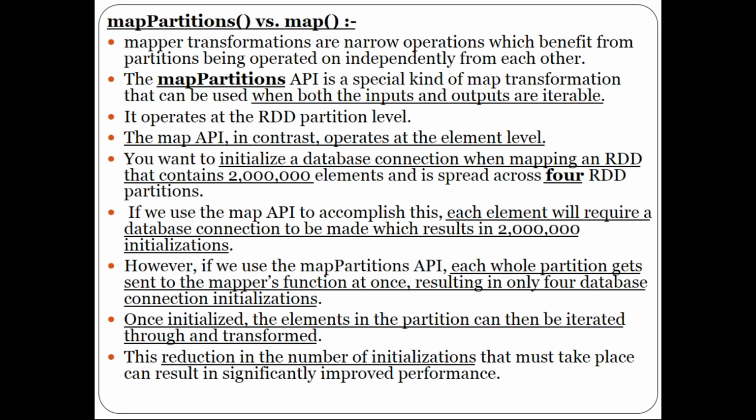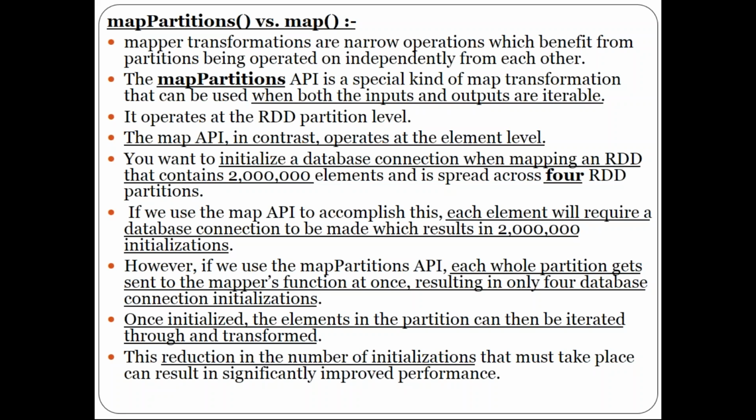Just a quick check, everyone. The whole slide today depends on this one. This is the base. So I want to make sure one question. How does a map partition decide that it needs 4 RDD partitions? That's what I told you, right? It is spread across 4 RDD partitions. They have given you the statement there.